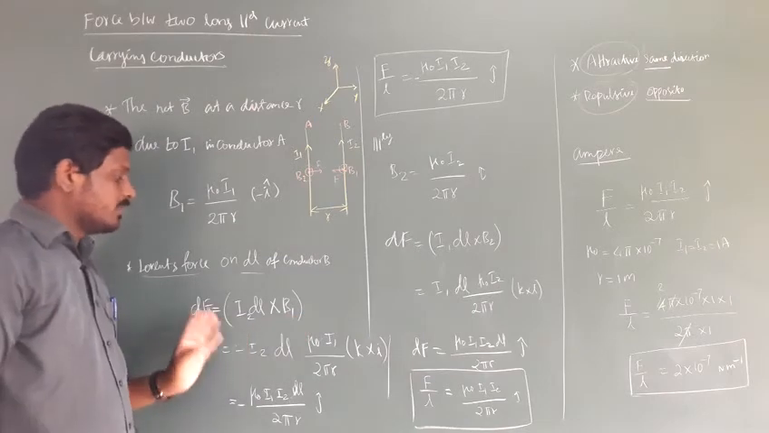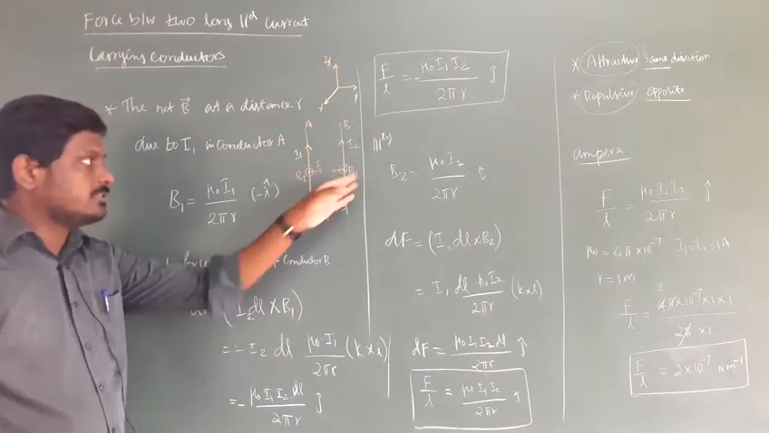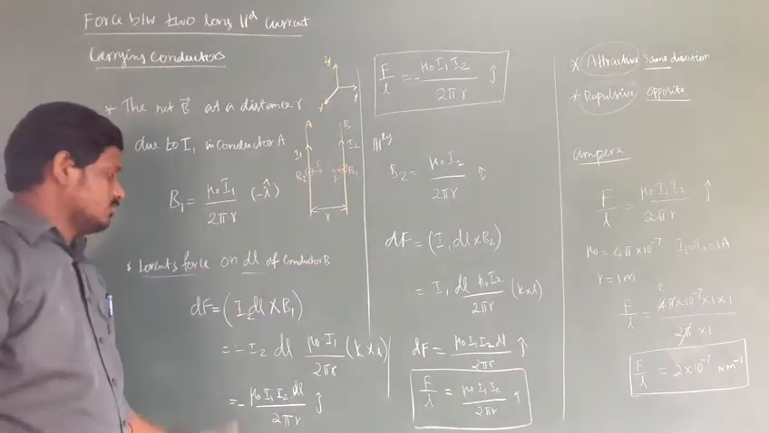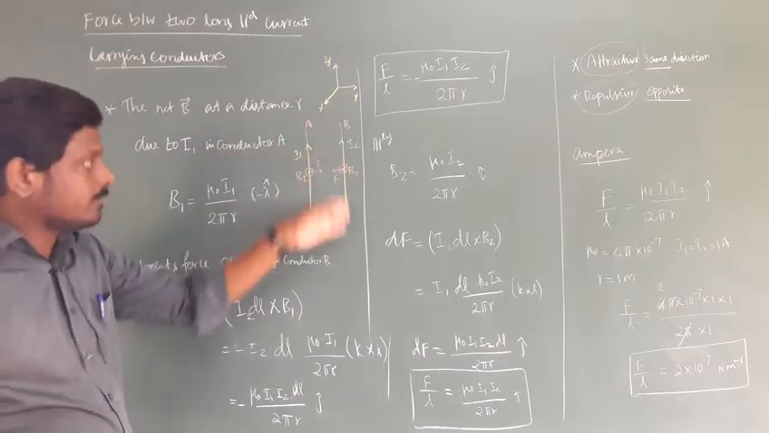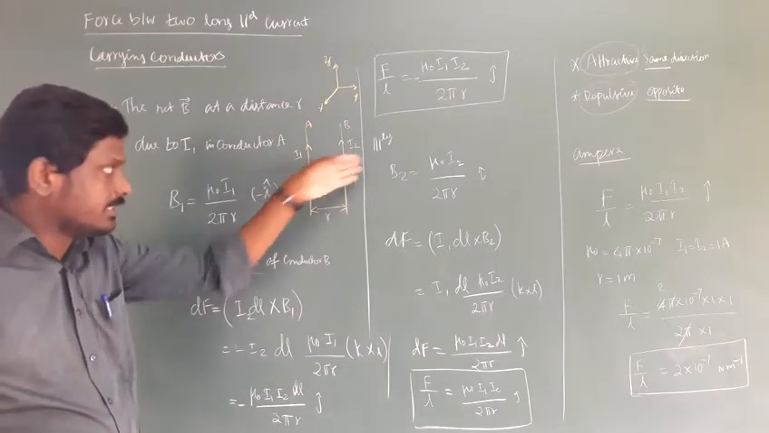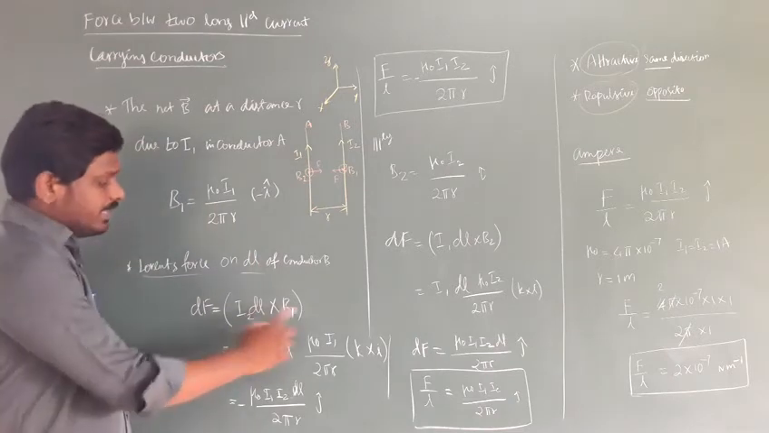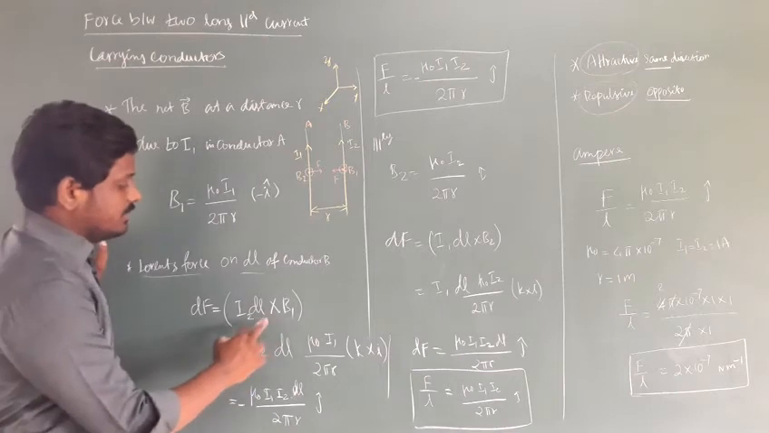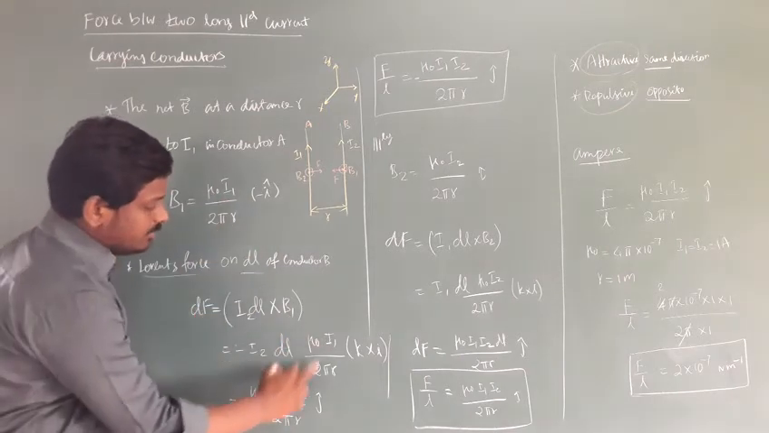This magnetic Lorentz force is due to the magnetic field produced by conductor A, that is B1. So dF equals I2 dl cross B1, where dl is a small current element. Current I2 is flowing, and the magnetic field is perpendicular, into the page. So for the force, A cross B, you need to substitute the value of B1, which is mu 0 I1 by 2 pi R.